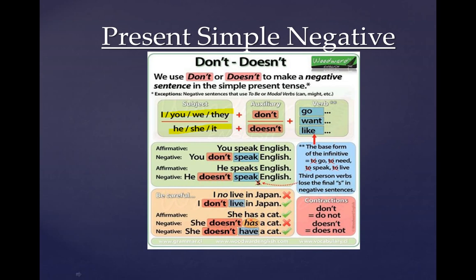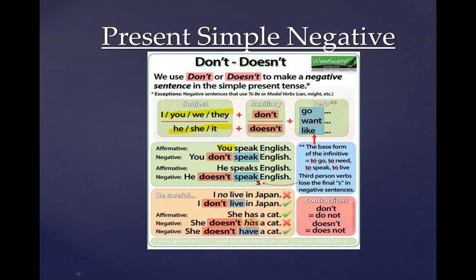Let's see these examples. Affirmative, you speak English. How can I transform that sentence into a negative? First of all, we need to consider this subject, it is you. So which one are we going to use? Don't or doesn't? Here is you, so we are going to use don't. You don't speak English. Look at this affirmative. He speaks English. And where is he? Here is he. He doesn't speak English.